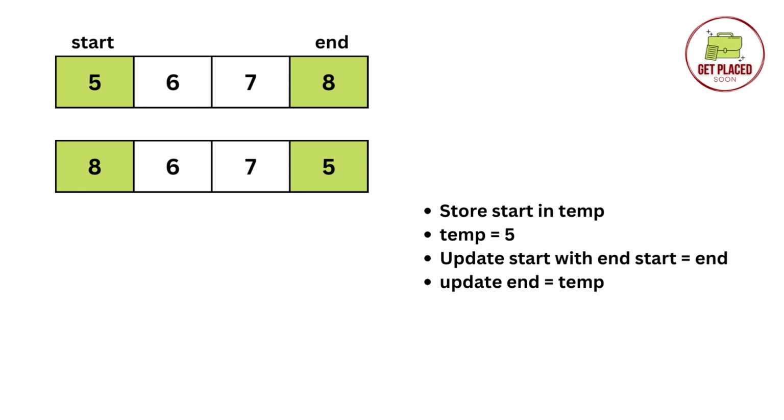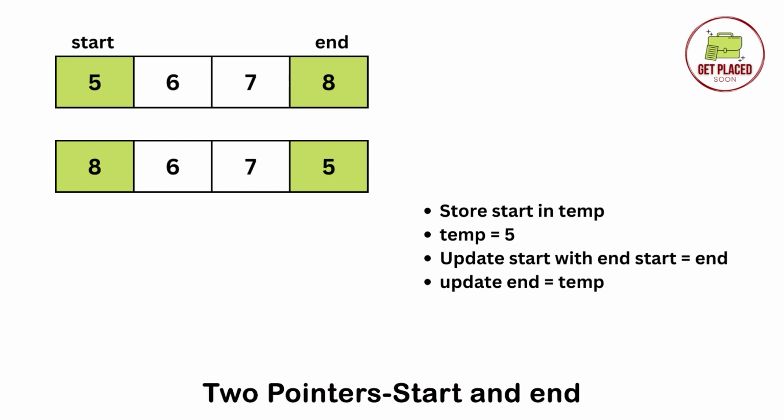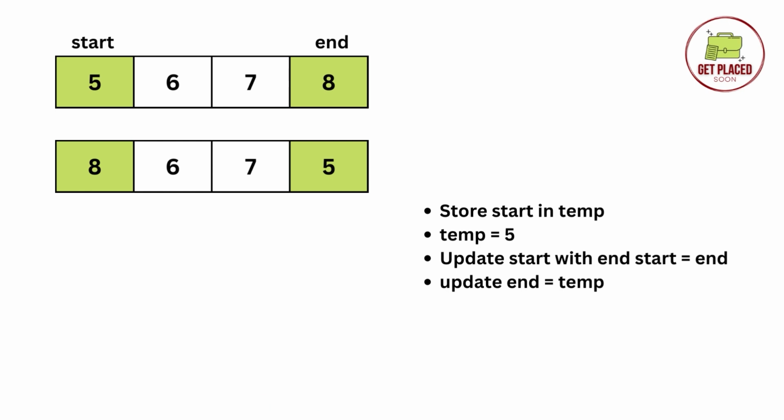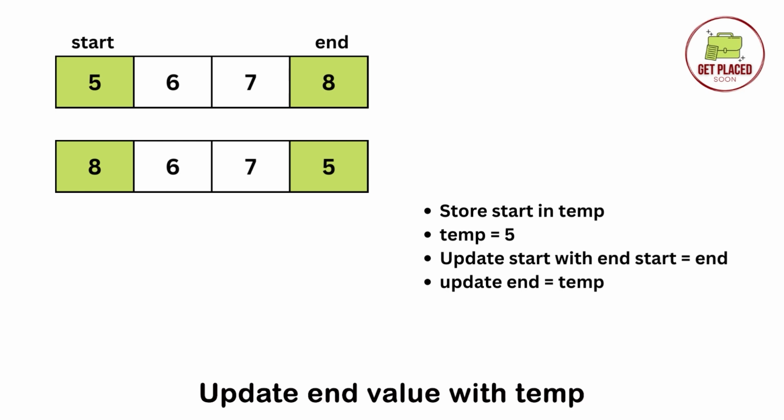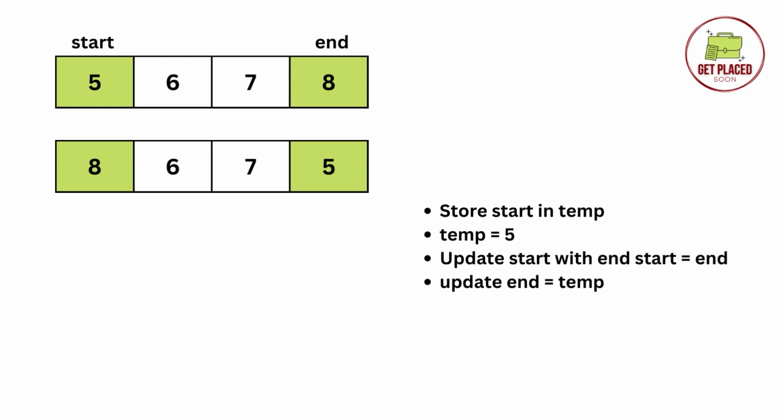Our main idea is to use two pointers. One is at the start of the array and the other is at the end of the array. So in our given array, 5 is start, 8 is end. Now our job is to swap these two elements. How do we swap elements? We save the start value in temporary, update start value with end value, and update end value with the temporary value. Now successfully 5 and 8 swapped their positions.